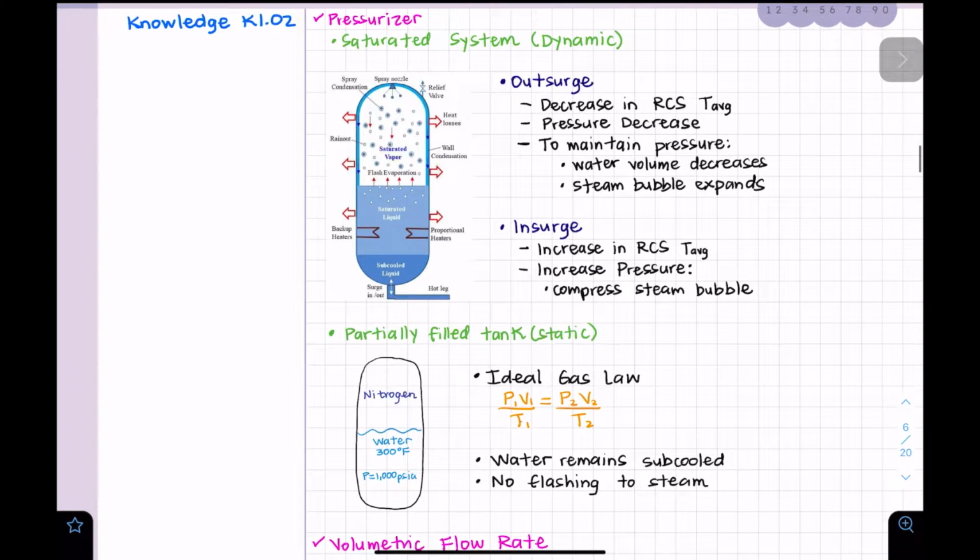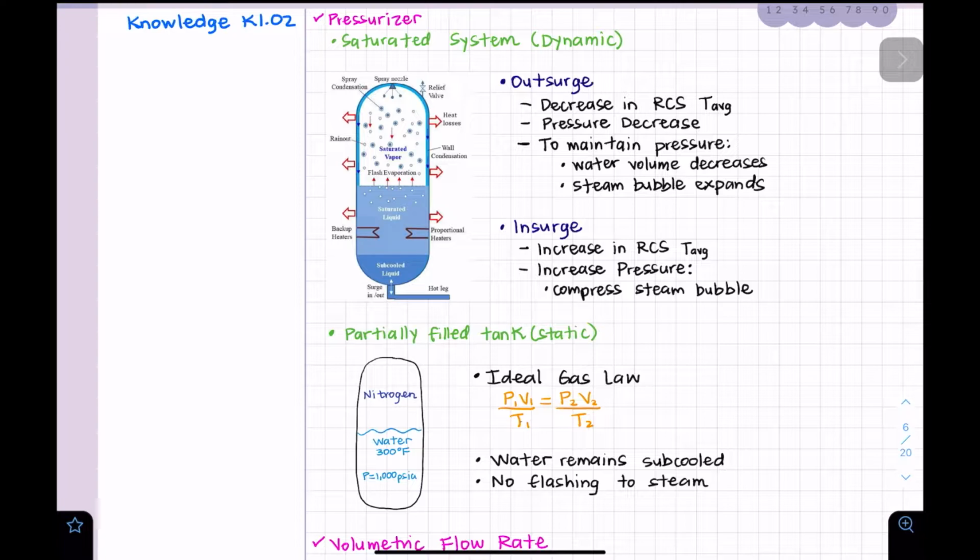So for the pressurizers, we're going to have two types of pressurizers. We're going to have a static and dynamic. So let's start with the easy one, a static pressurizer, which is going to be this one. It's a partially filled tank with a requirement of gas pressure type in a void area. In this case, we use nitrogen. So that's going to be our static, right?